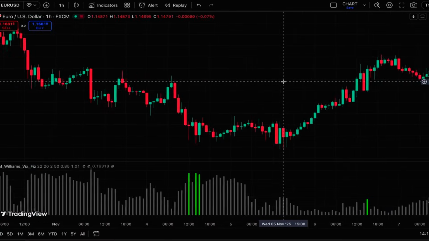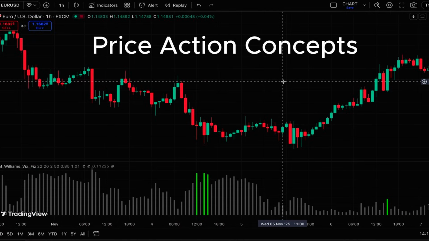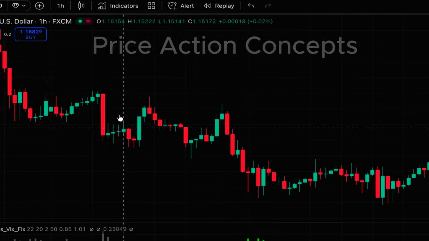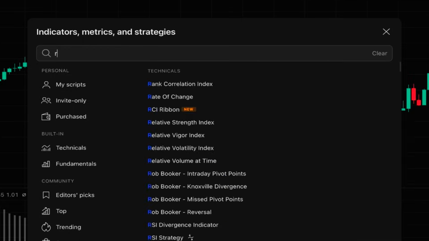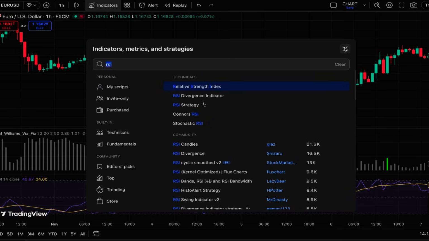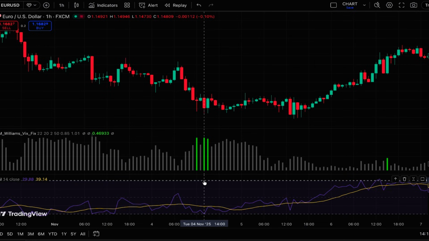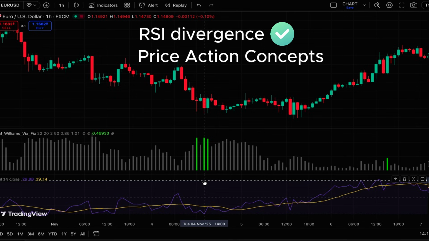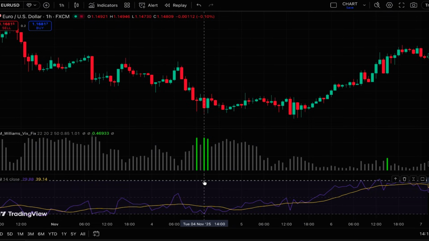Alright, getting back to the indicator, we're going to use a mix of price action concepts and also another indicator for further confirmation. First, we add the other indicators. So here we click on indicators and we search RSI, this one, relative strength index, and we're going to use RSI with default settings, and we're going to use RSI divergence signals, which is a leading signal for a probable reversal. And then by the help of price action concepts, we further confirm and identify trade entry. Let me show exactly how you can do it.